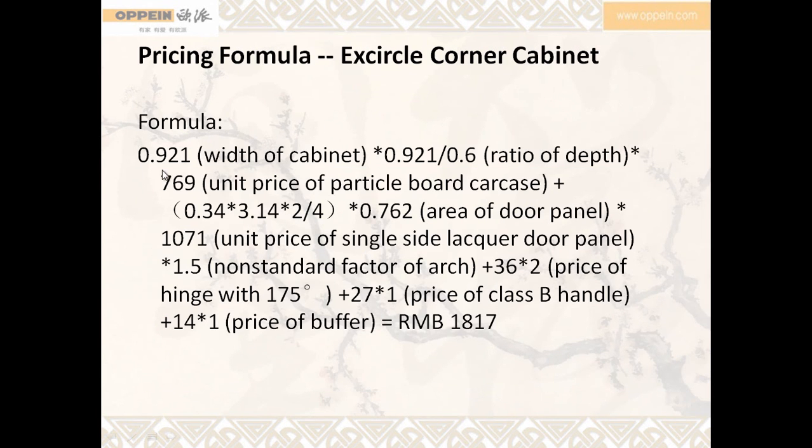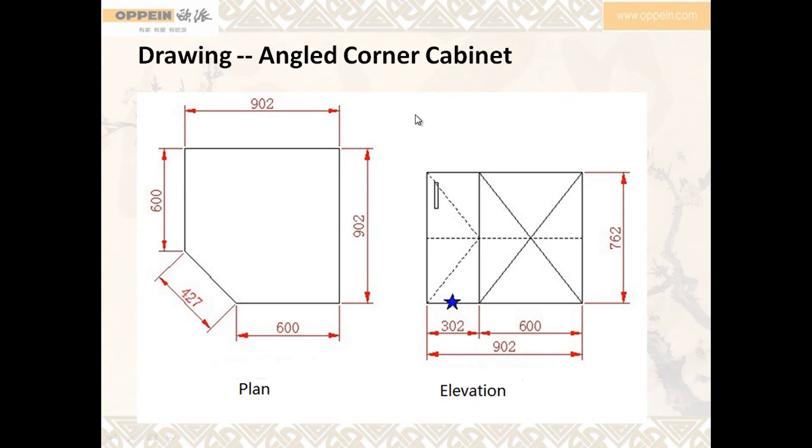Pricing formula here. The formula consists of 1, 2, 3, 4, 5 parts. Add up each part, then you get the final answer. Beside each bracket, after the number, you can know what it actually represents. Now, let's take this example to learn the pricing of angled corner cabinet.